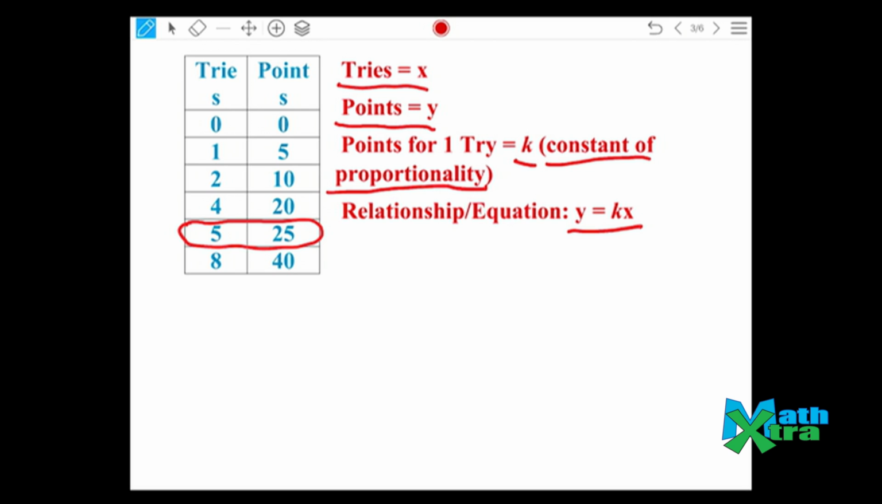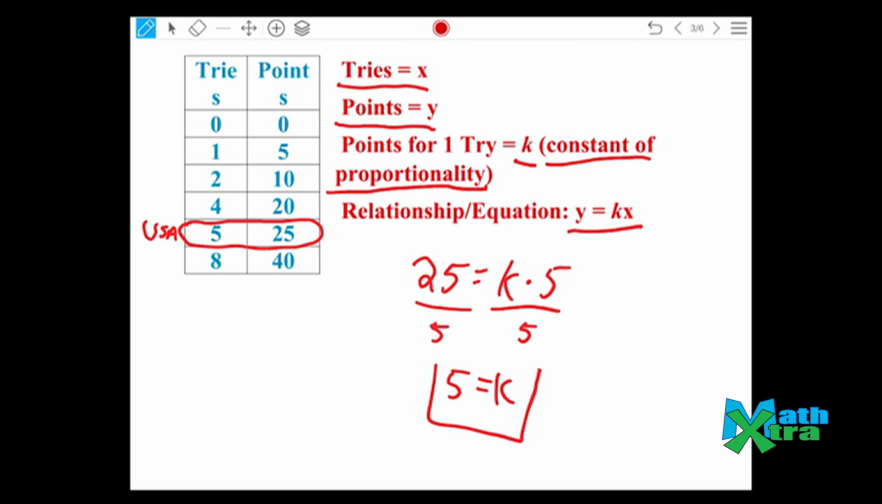If we take a look at this equation, y equals kx, and we're looking at the USA's total here, 5 tries, 25 points. So we've got 25 equals k times 5. Now, what number times 5 equals 25? One way we could figure it out is dividing both sides by 5. And k equals 5. So our constant of proportionality is 5. Our equation will be y equals 5x, because k equals 5.